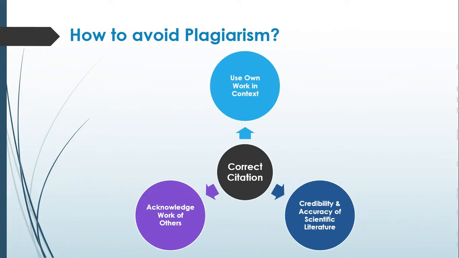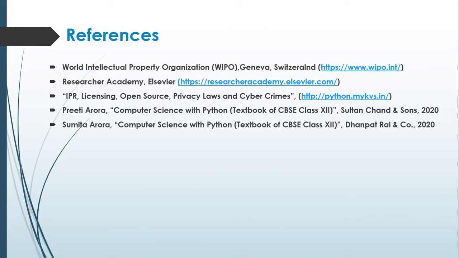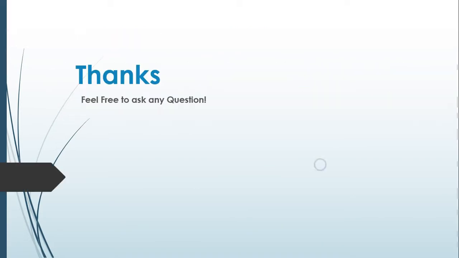Now, how to avoid plagiarism? A simple tip. The key is correct citation, whether it's citing your own work in context, or acknowledging the work of others, or acknowledging the credibility and accuracy of scientific literature. So, these are the key points and these are the references in order to avoid plagiarism.